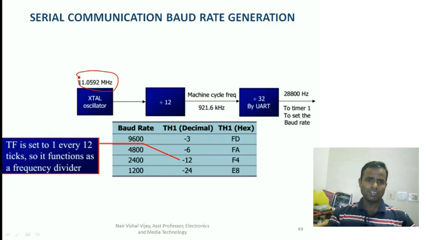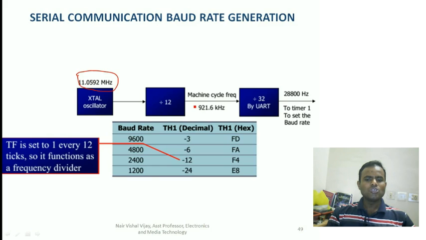Now, serial communication is actually dependent upon your timer circuit, especially timer 1 in mode 1 configuration. Timer 1 in mode 1 configuration is what actually facilitates the baud rate generation for serial communication. Naturally, your oscillator frequency will be divided by 12. So when you divide 11.0592 MHz by 12, the resulting frequency that you get is 921.6 kHz.